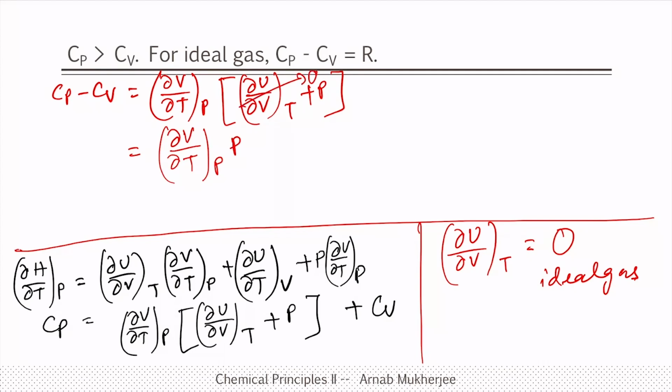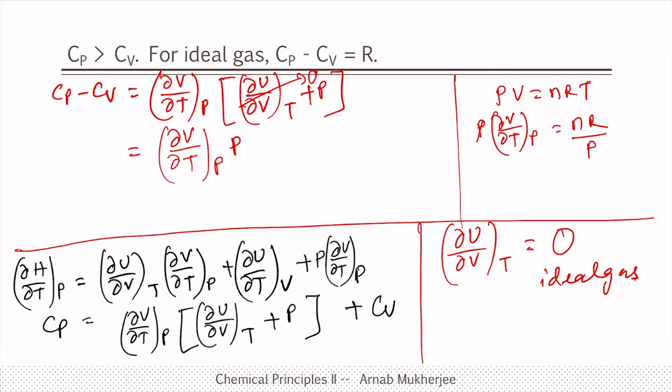And what is del v by del t at constant p? You have to go back to Pv equals nRT, and it is a constant pressure differentiation. So P is a constant. Let us differentiate with respect to T on both sides. P del v by del T at constant P is going to be nR. So del v by del T is nR by P. Then nR by P into P is equal to nR.